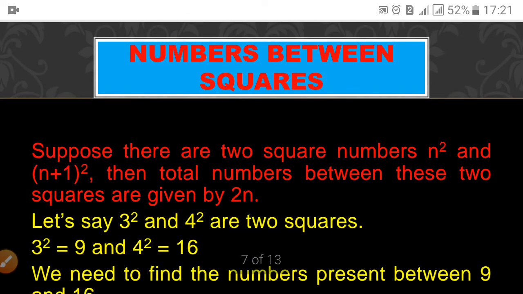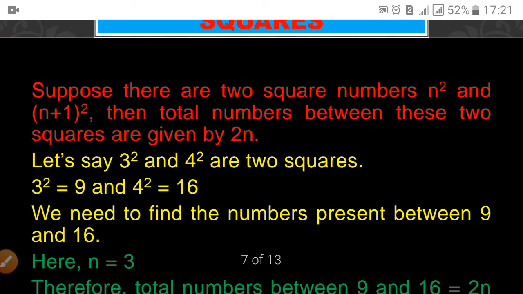Now, in this slide, we will find how to find the numbers between squares. Suppose there are two square numbers, that is n square and (n plus 1) whole square. Then the total numbers between these two squares are given by the formula 2n. So the difference of n square and (n plus 1) square is equal to 2n.